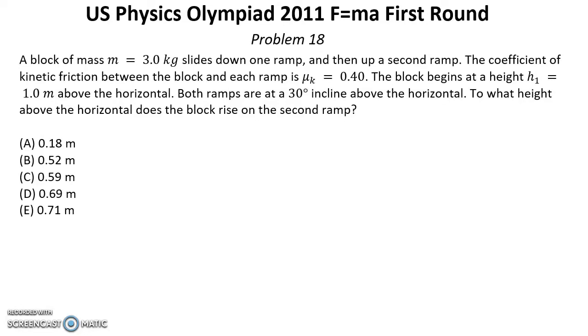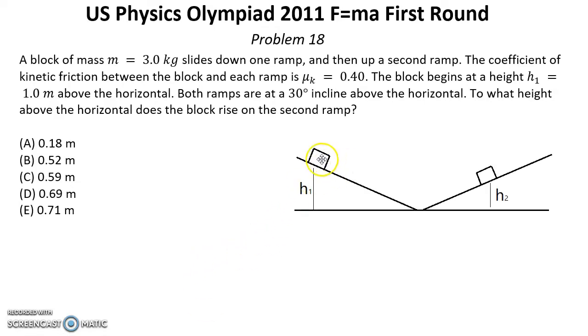Solution. First, let's draw the picture. Initially, the block starts to slide on the first ramp from height h1, moving against the force of friction, and after that rising up on the second ramp, again moving against the friction. So here we can use the work energy theorem. It means that initial potential energy equals final potential energy plus work done by force of friction.